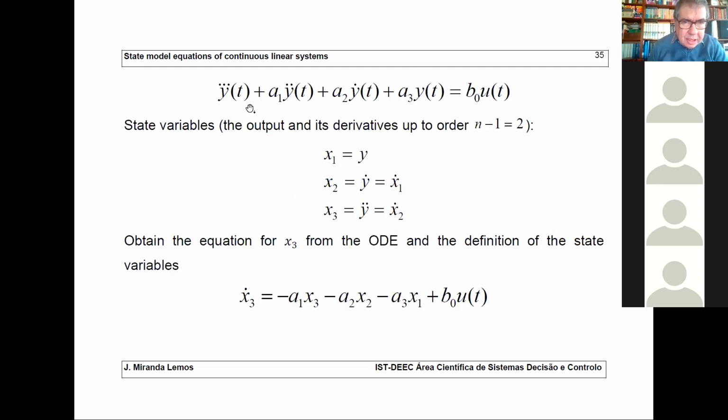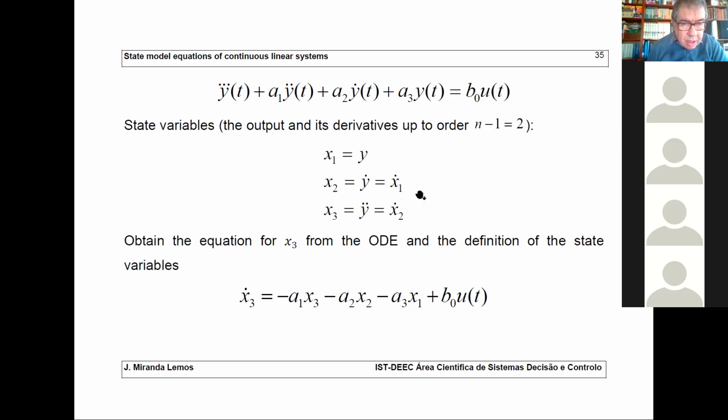Now, I will repeat it here. And now I use the definition of the differential equations of the state variables that I have proposed. So the first state variable is the output, the second is the first derivative, and the third is the second derivative. Okay? And I have a third order system. So I have derivatives up to order 3, so I need 3 state variables, no more than this.